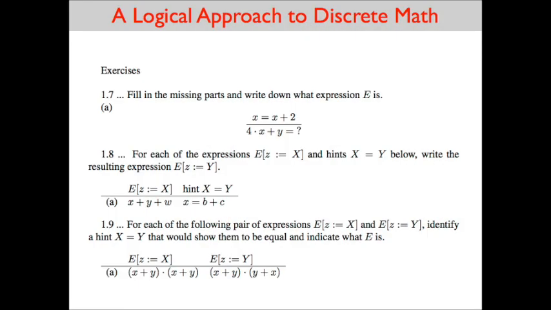Okay, now, what is this next one? This next problem, he's got a little table, and I just put the first part of the table here. And he says, for each of the expressions, E with Z replaced by X, and hence, X equals Y below, write the resulting expression, E with Z replaced by Y.